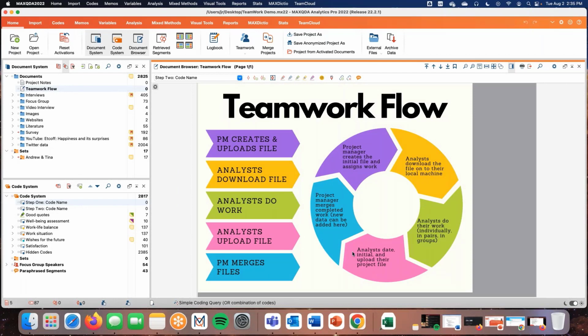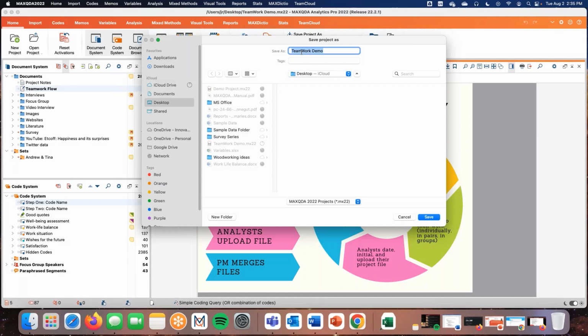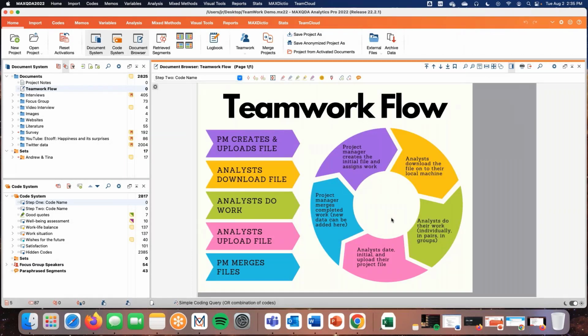Once they've done that, the analysts then will date, initial, and upload their project file. So it's important for that step to happen. So if you're working in Teams or something like that, the analyst will save their project file, and they come up here to the save project as, and essentially they will add in the date that they've completed the analysis, and then their initials, so that we know whose project file it is and when it was completed.